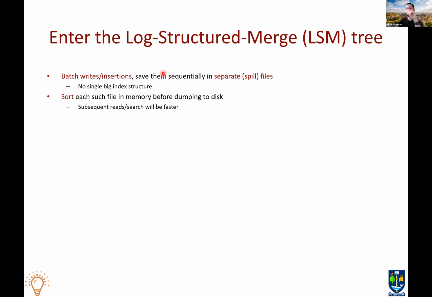Okay, so you sort them. This sorting happens in RAM, and you only sort the batch, so it happens really quickly. And then you store this sorted batch on the disk. Once something is stored on disk, you never touch it. It's immutable. So that little file, the spill, is immutable.